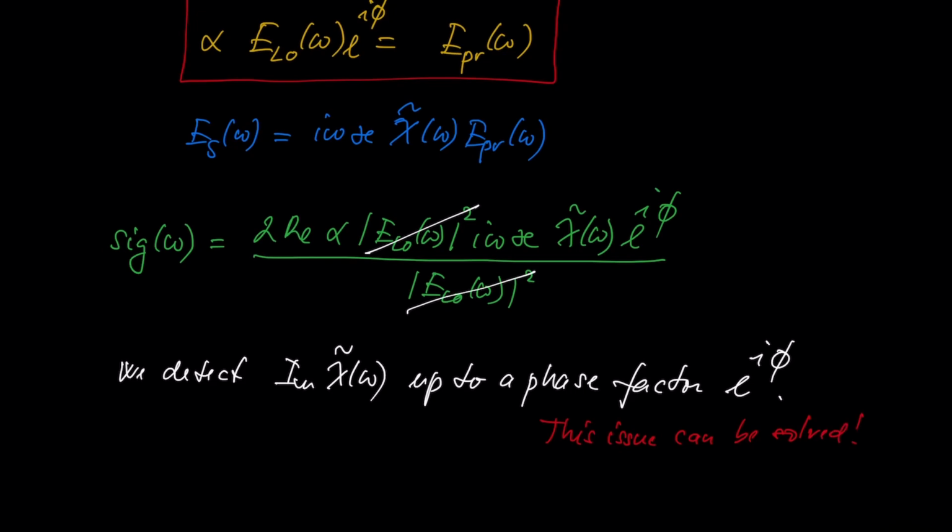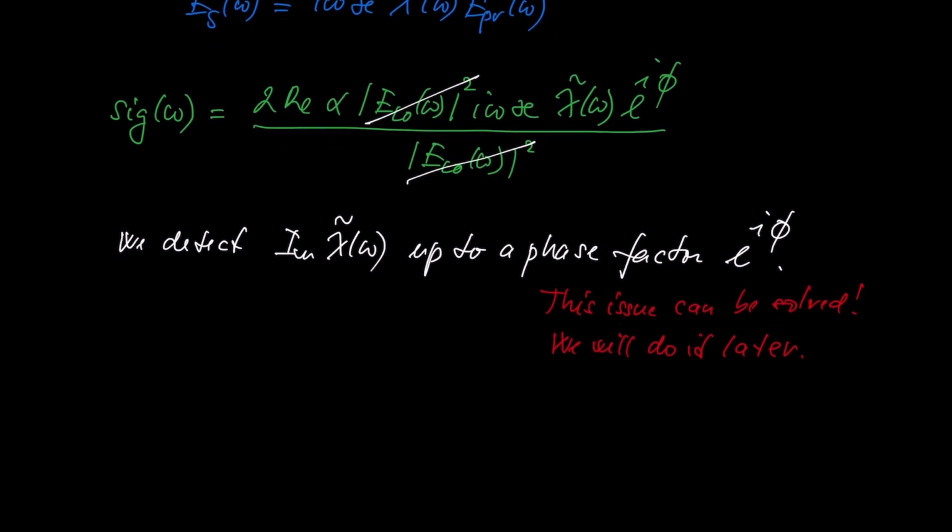It can be solved, and we will solve it later. So for now, we will assume that somehow we'll be able to get rid of this phi or set it to 0, and that we can actually really measure even in this so-called heterodyne detection scheme. That's also something we need to say, heterodyne detection.